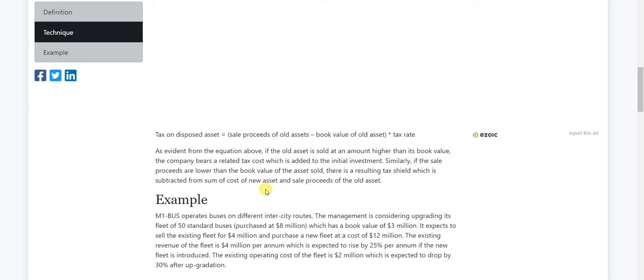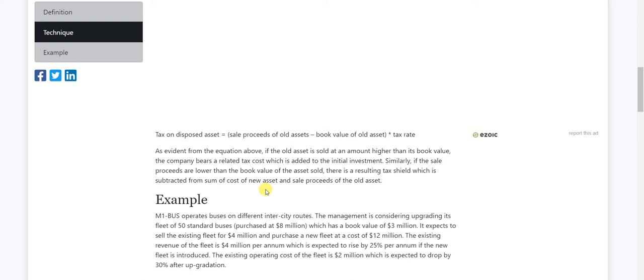Example: M1 Bus. M1 Bus operates buses on different intercity routes. The management is considering upgrading its fleet of 50 standard buses purchased at 8 million, which has a book value of 3 million. It expects to sell the existing fleet for 4 million and purchase a new fleet at the cost of 12 million. The existing revenue of the fleet is 4 million per annum, which is expected to rise by 25% per annum.